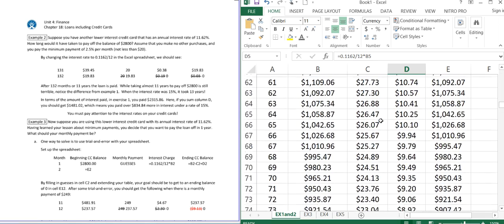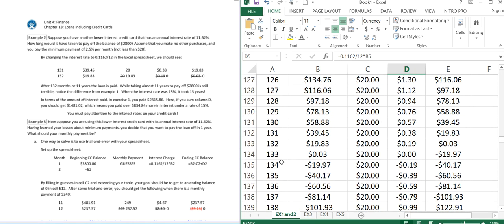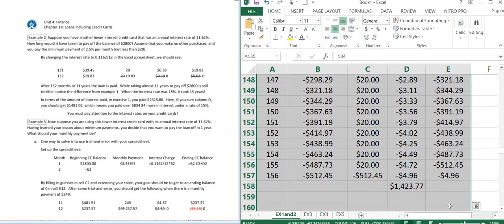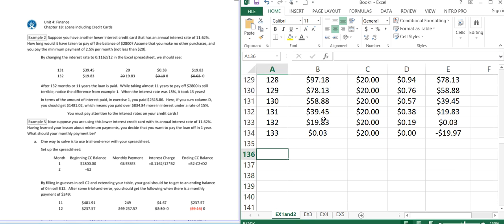All right, so let's look and see when we get this one paid off. So I'm looking for when we go negative. And so there it is, right around month 133. So as we look at this one, it takes us 133 months, or just a little over 11 years. So we've just cut 2 years off of that credit card just by using a slightly lower interest rate, 11.62.